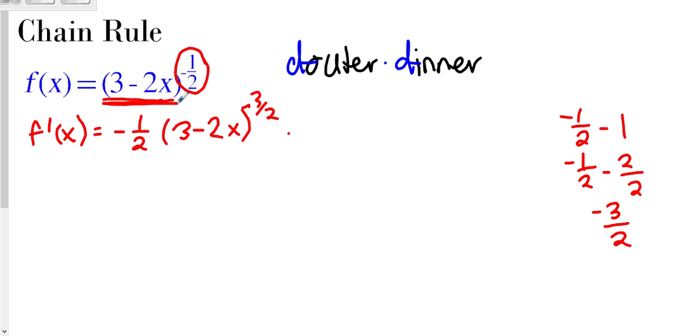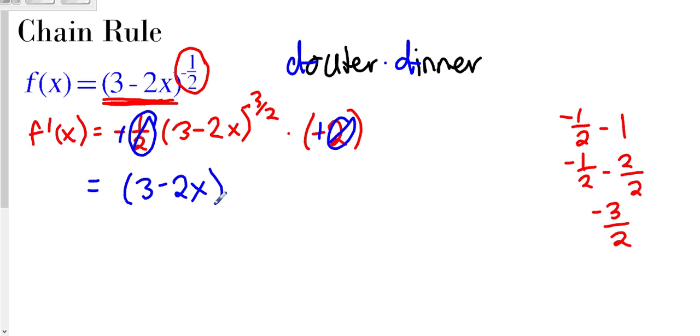The inner we said was 3 minus 2x. The derivative of that is negative 2. So we can rewrite this a little bit. We have a 1/2 and a 2. Those will cancel. I have a negative and a negative. Those will cancel. This means that I have 3 minus 2x to the negative 3 halves left.